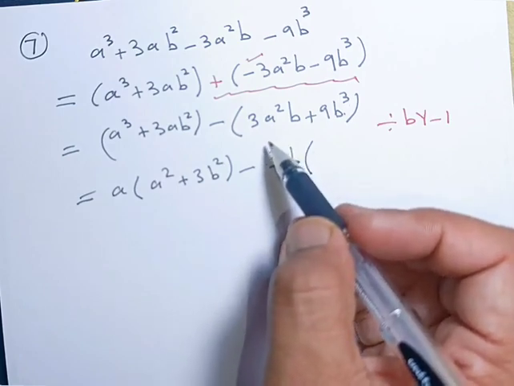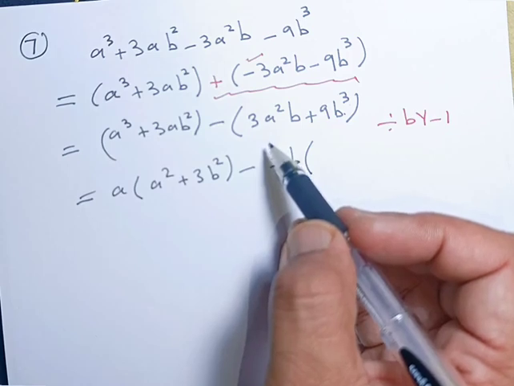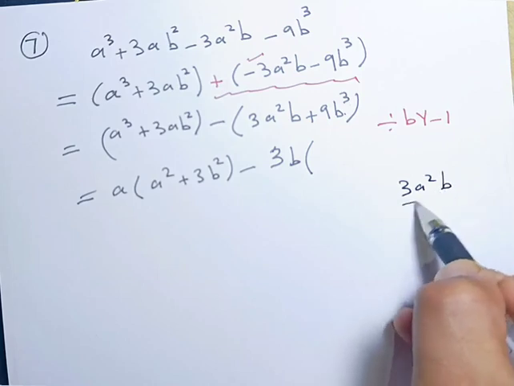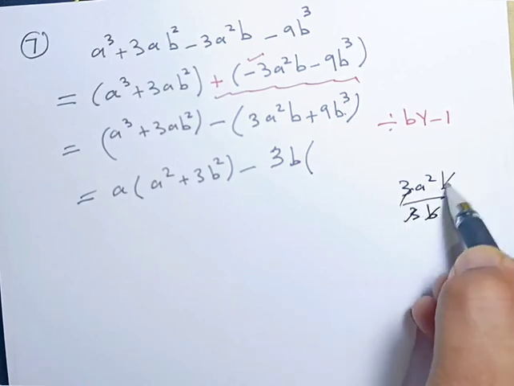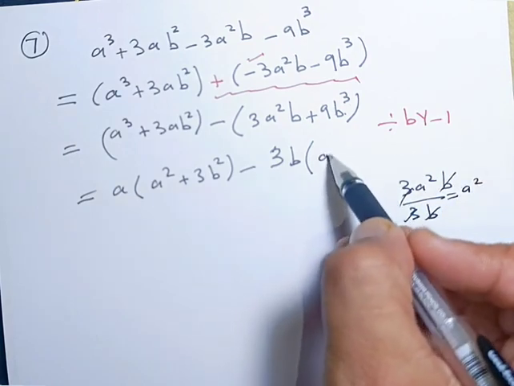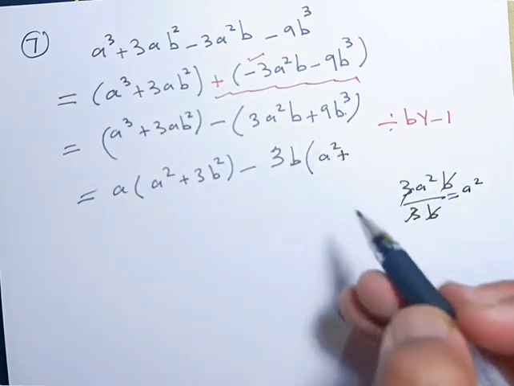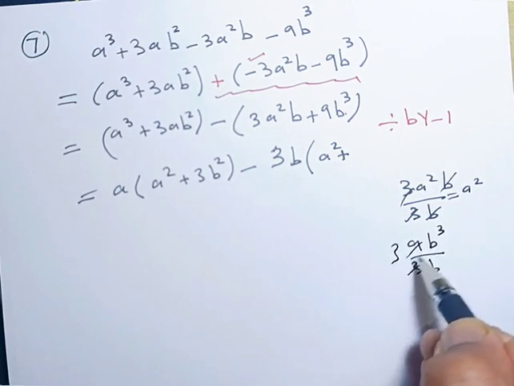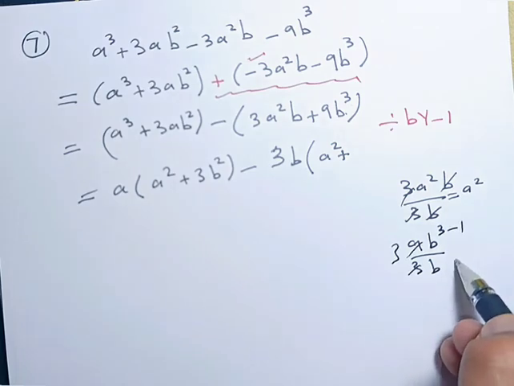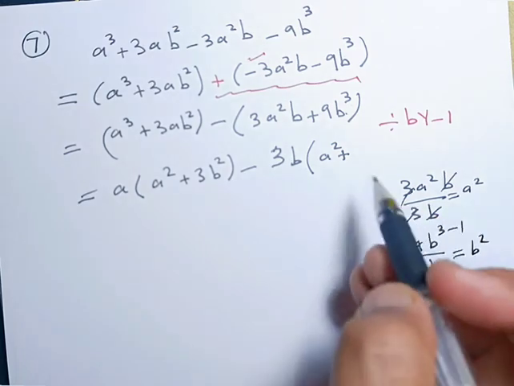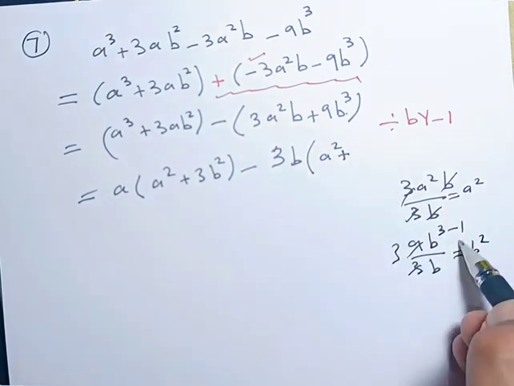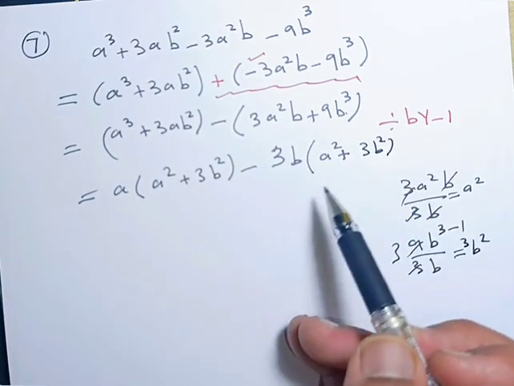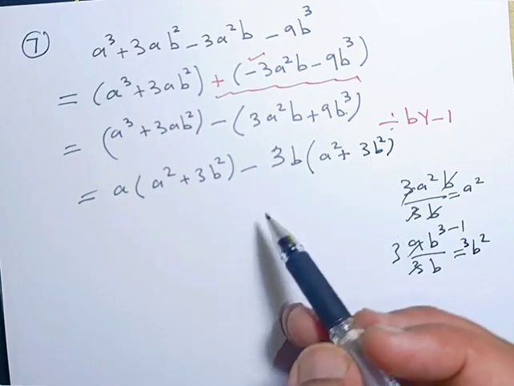Obviously, to find what remains inside the bracket, divide each of the original terms by the common factor. So 3a power 2b divided by 3b cancels, only a power 2 is left, so a power 2 plus. Now 9b power 3 over 3b cancels, and the b power must be subtracted from the top, so b power 2 is left. So this is 3b power 2. When you see both these like terms, you can see you're going on the right track.